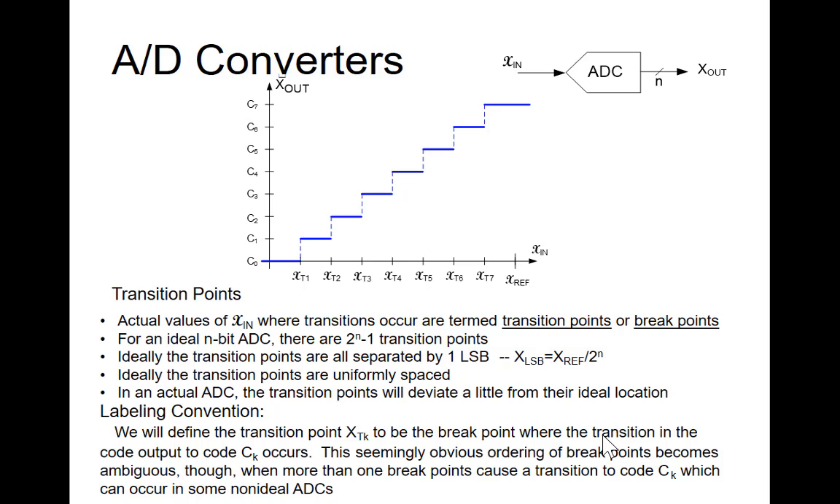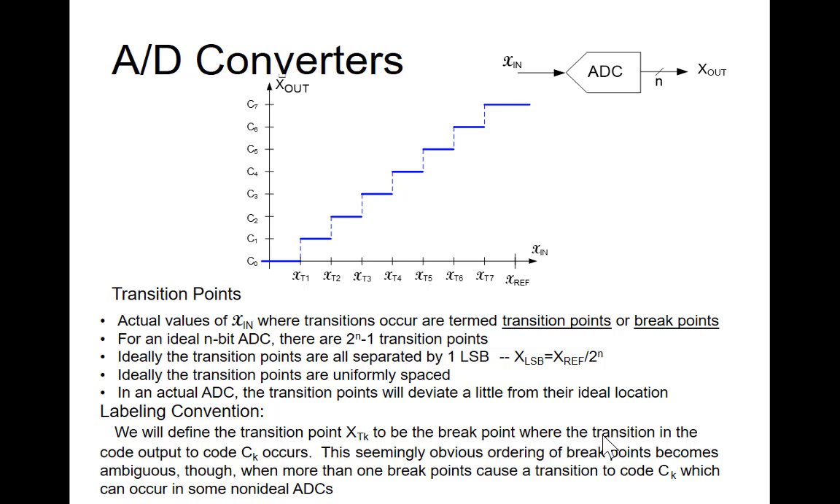I'm going to make what appears to be a simple definition. I'm going to define the transition point XTK to be the breakpoint where the transition in the code output to code CK occurs. So here I have a transition to code C1, so I call this XT1. Here I have a transition to code C2, so I'm going to call this XT2 and so forth. Pretty simple definition, right?